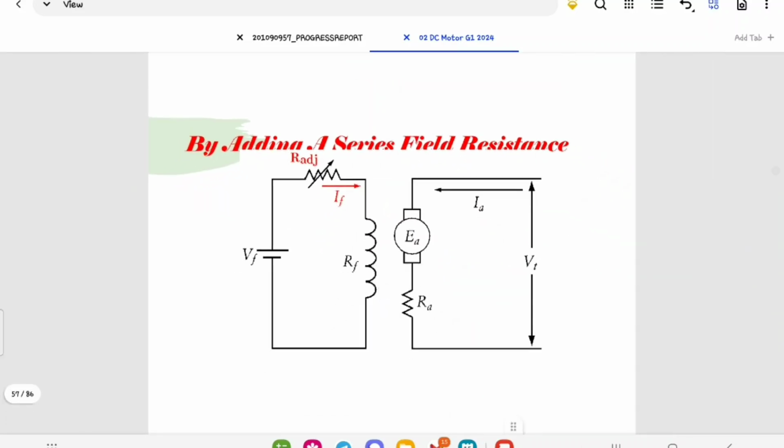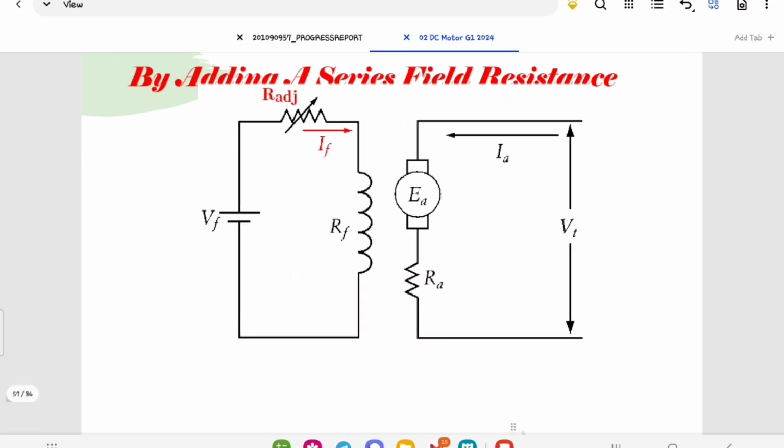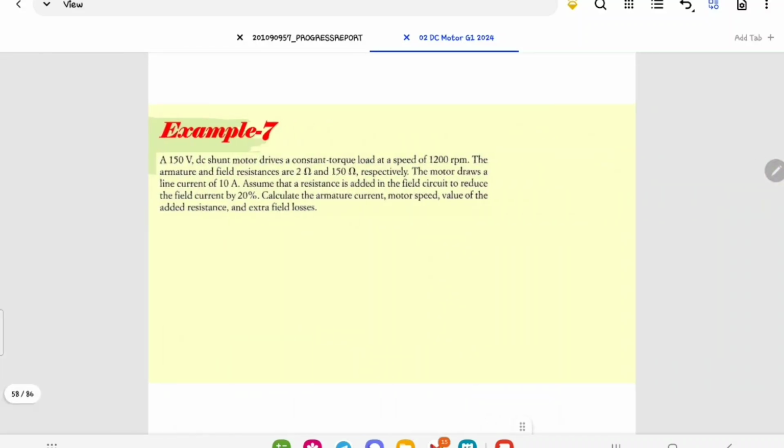Now let's take a look at what happens if we add a series field resistance. Previously we adjusted this one, but now we make this one fixed, as well as your VA, but we add a series field resistance on your circuit. What happens? We can see this effect in example 7.